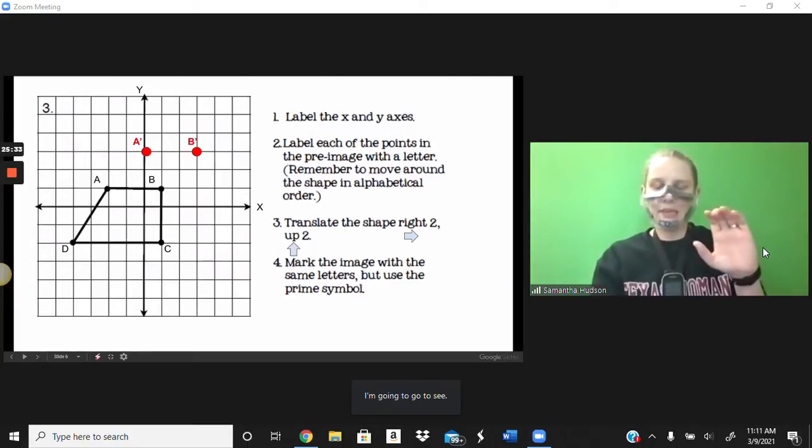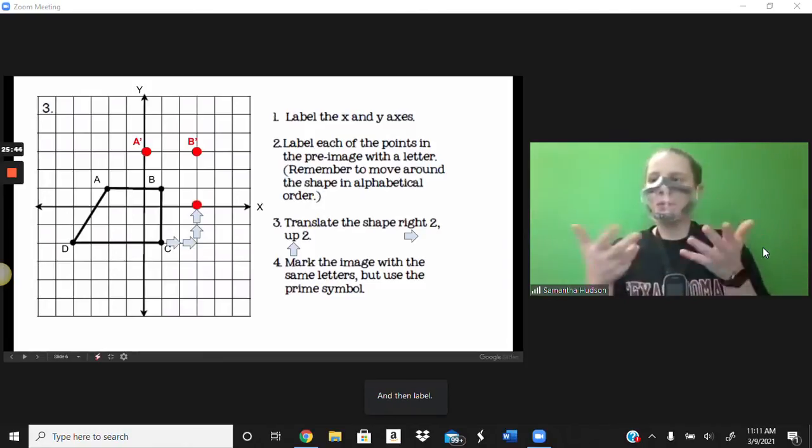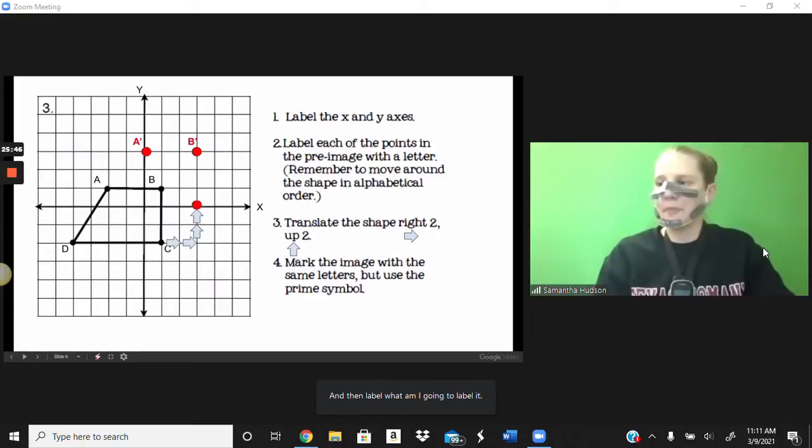I'm going to go to C. I'm going to go right 2 and then up 2, put my point, and then label. What am I going to label it? C prime.